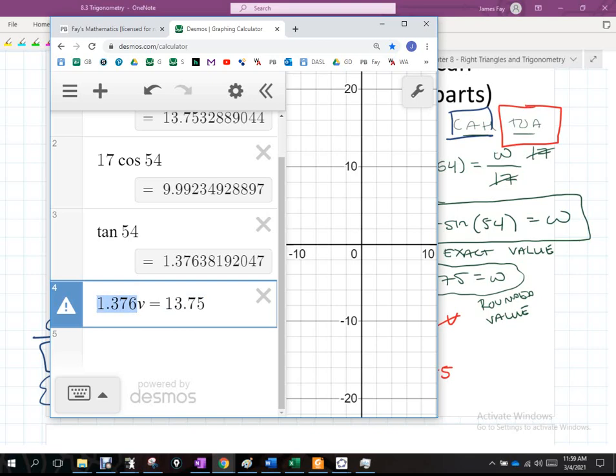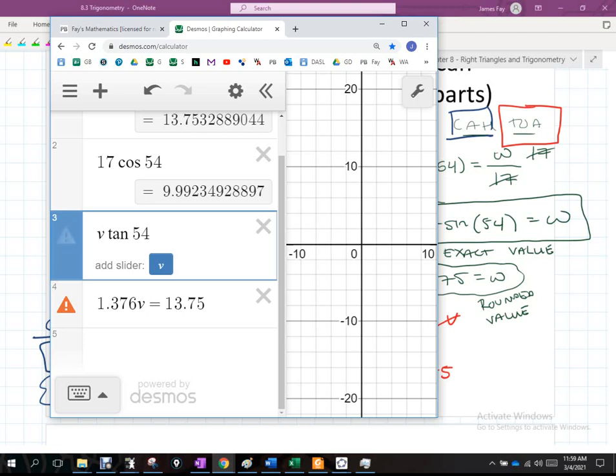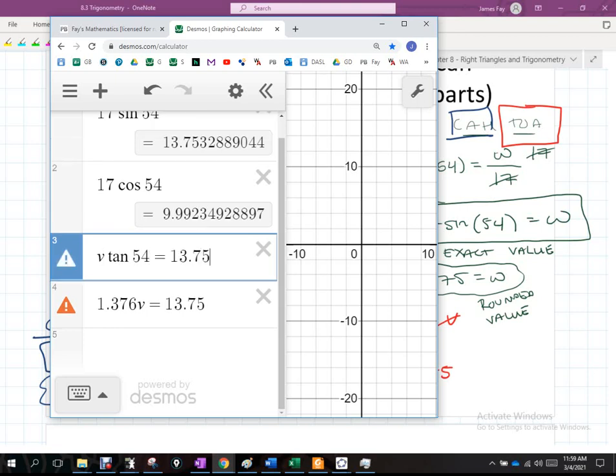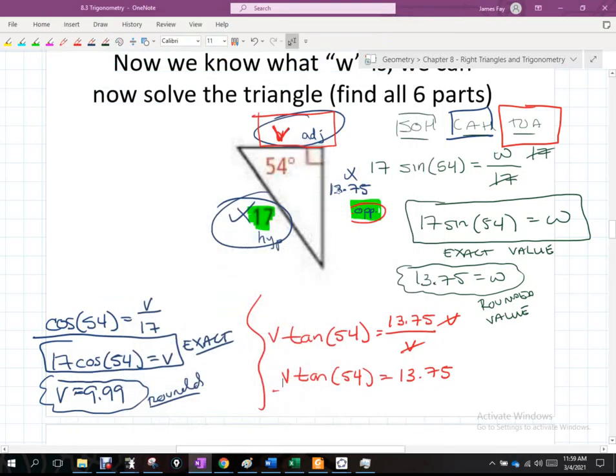But that thing right there is a rounded version of that thing. So that and that are the same, right? So if you're going to divide both sides by this, when you have the equation v times tangent 54 equals 13.75, what are you going to divide both sides by here? Tangent 54, because that's the same as that thing right there, right? Does that kind of make sense to everybody? All right. So divide by tangent of 54.